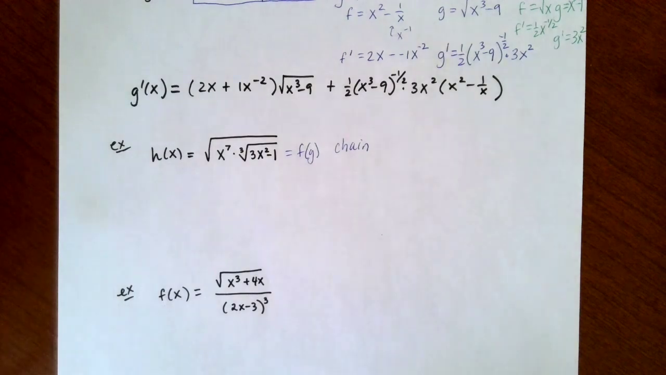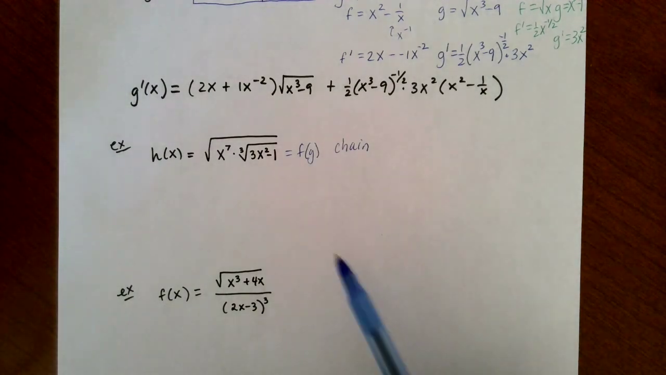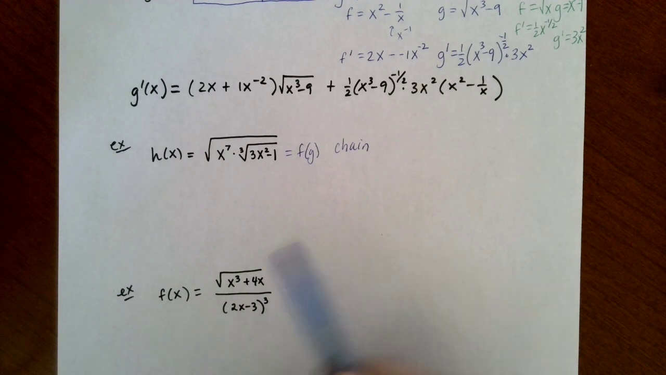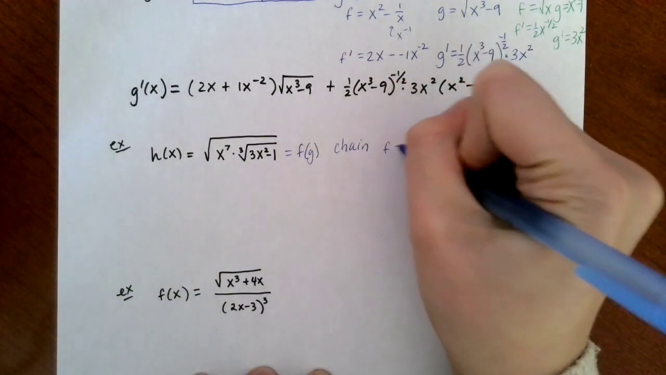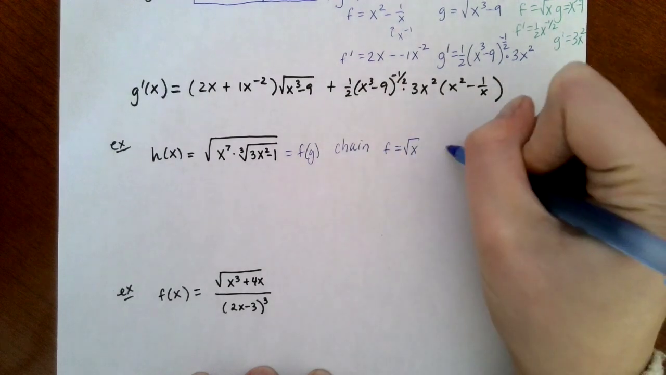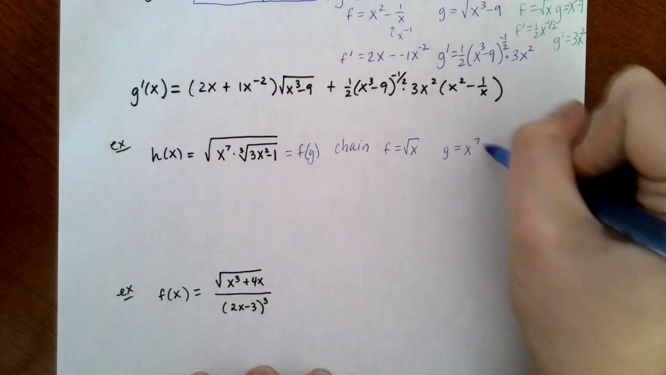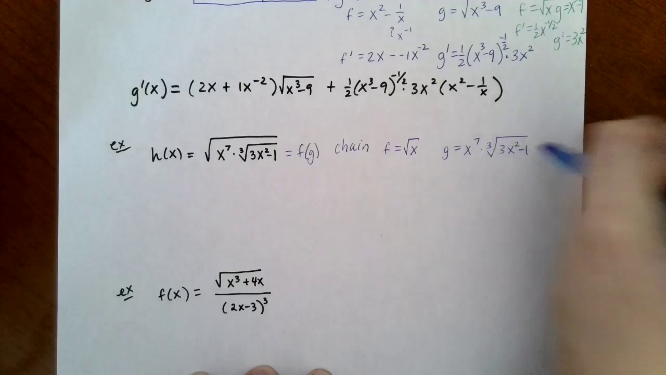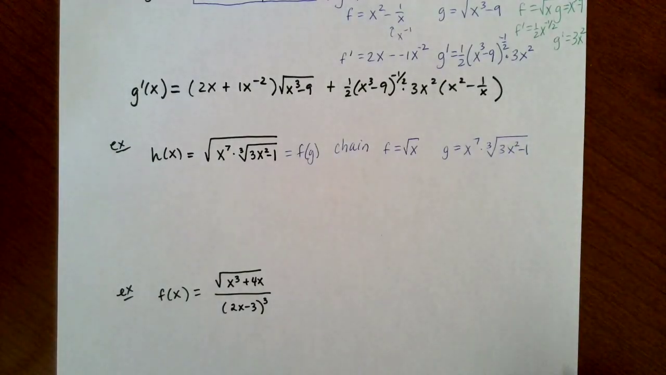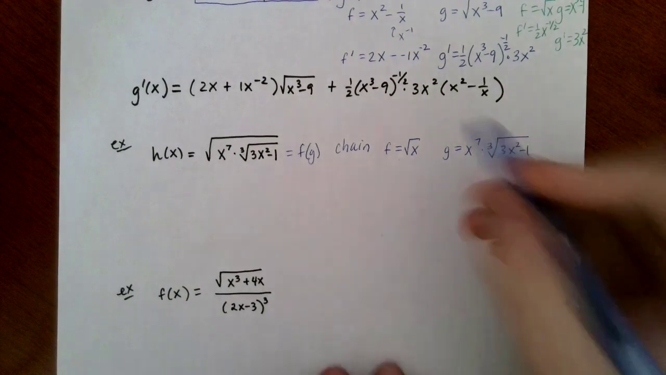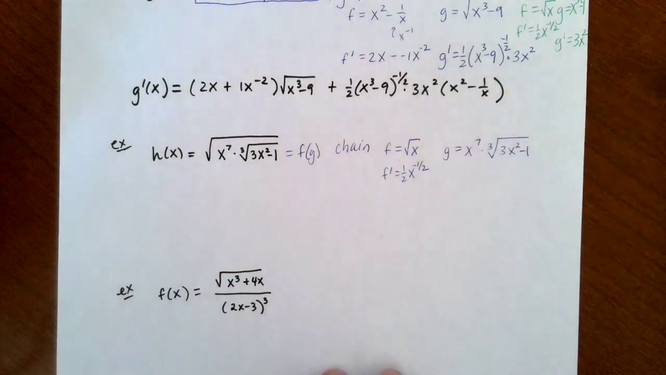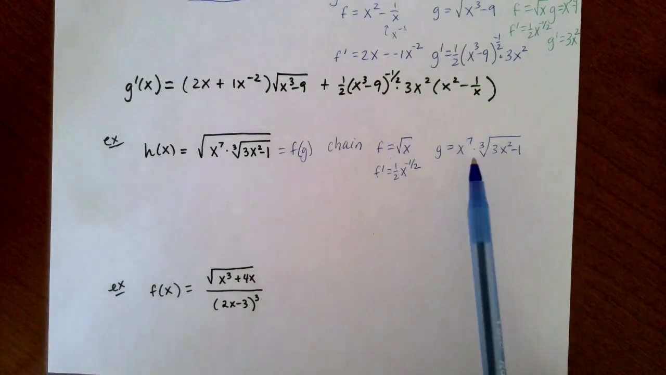So my outer function f here will be the square root. The inner function g will just be everything else, and we'll deal with that as its own project. So my f is square root of x. The g is x to the 7 times the cube root of 3x squared minus 1. Okay, so f prime here is nice. This will be 1/2 x to the negative 1/2. And the g prime is going to take a ton more work.